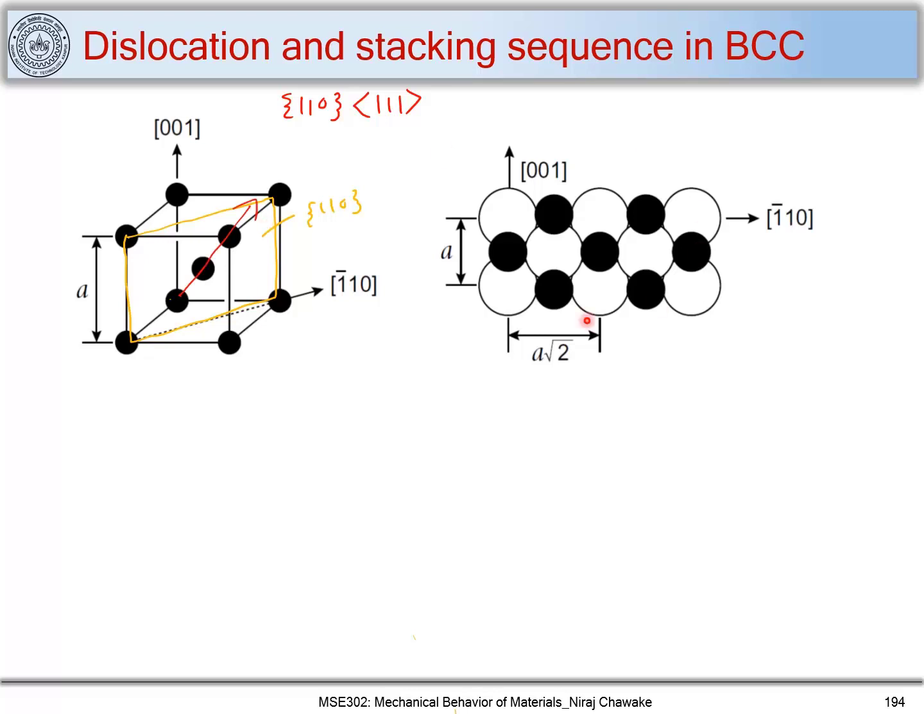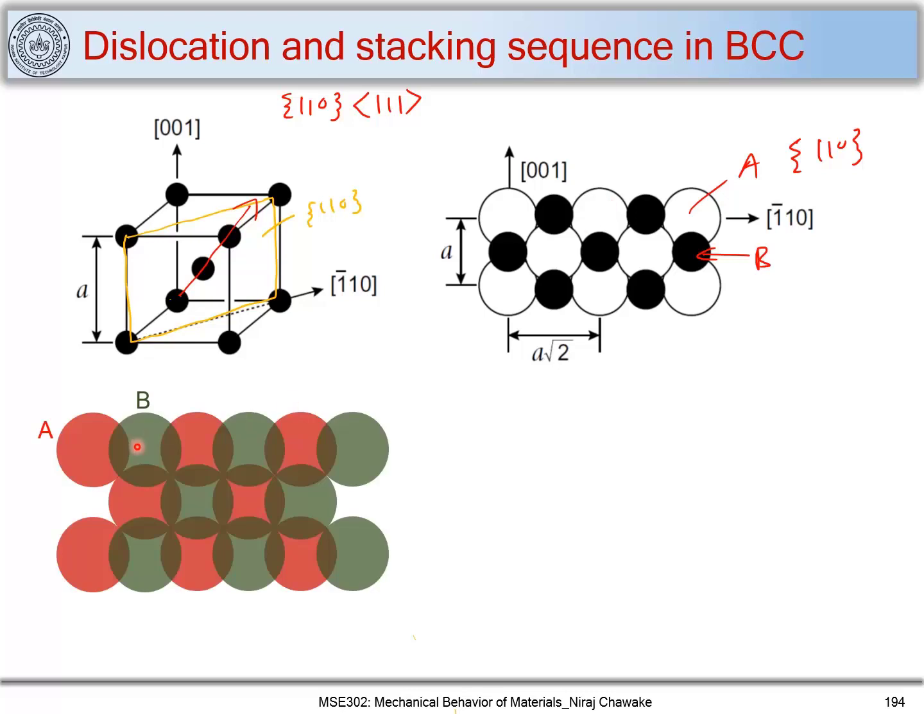Now here I have marked two consecutive slip planes, that is {110} type of planes. So let's say that this is an A type of plane and this is a B type of plane. So these are all {110} type of planes. In this B layer, the atoms will be sitting over the atoms in the A layer, where the positions of the B layer will be in between this kind of A atoms. So let's see this stacking in more detail.